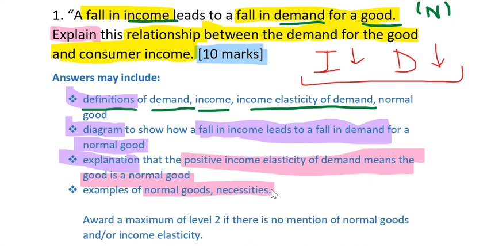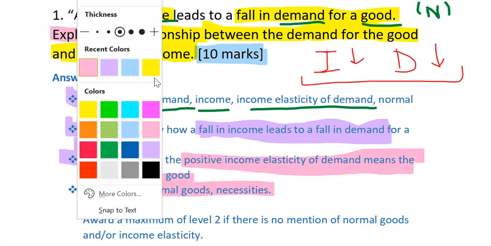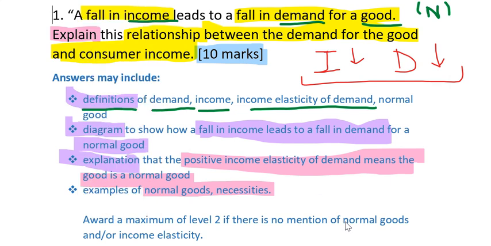And in case you do not mention the normal goods, this is important, I'll just highlight it with a different color. If you do not mention anything about normal goods or income elasticity, you cannot get more than 2 marks, or a level 2 answer. So you have to really mention that.